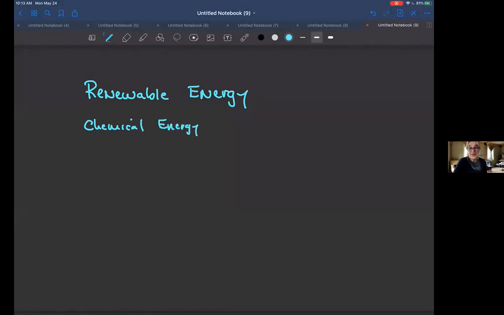For example, the carbon that is found within plants and the sugars, those are examples of chemical energy that we use in order to power our metabolism. So that's chemical energy. We also have mechanical energy.